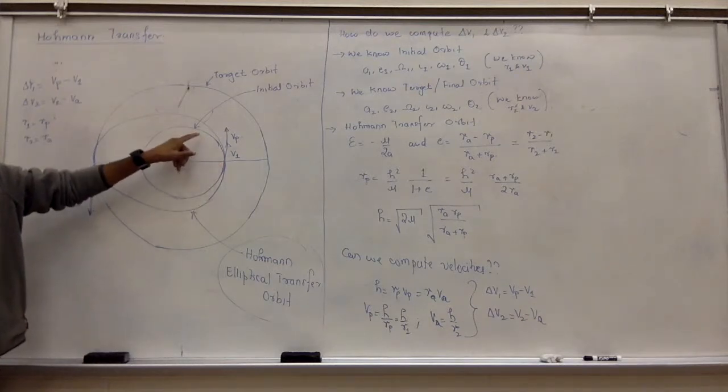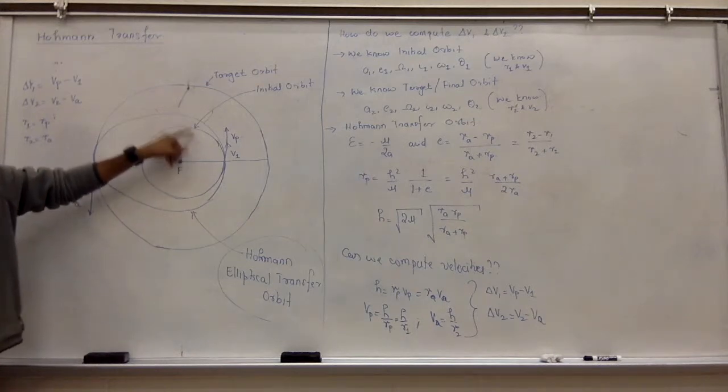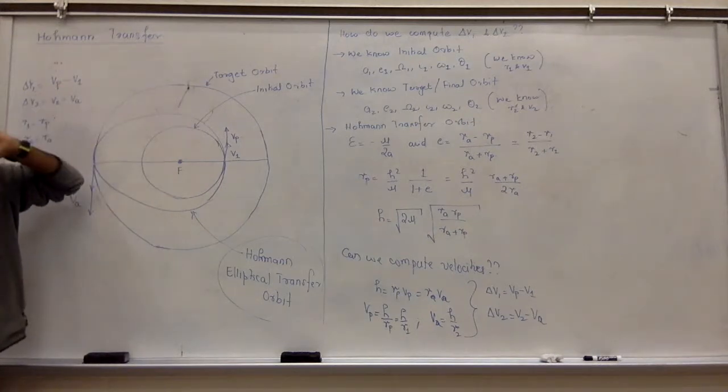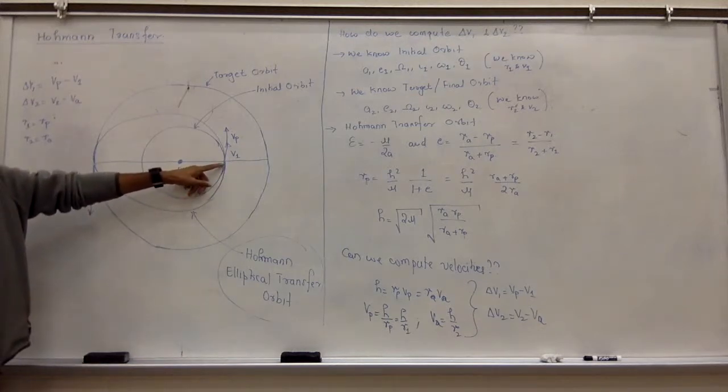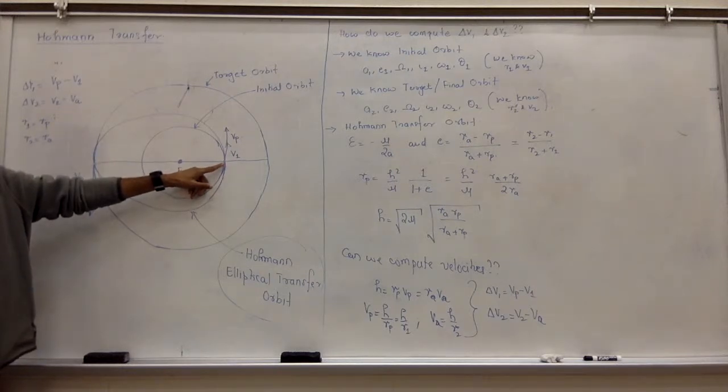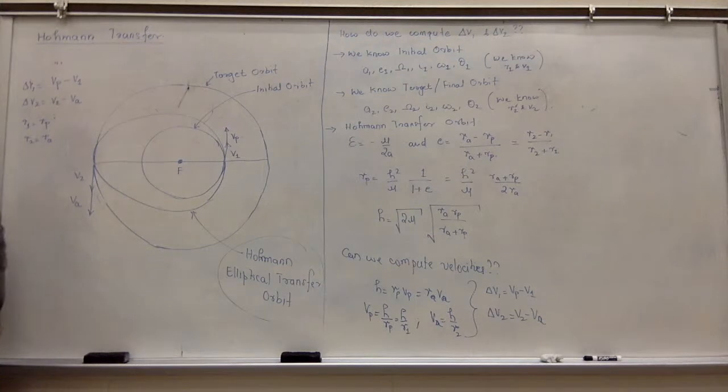Will the initial orbit and the transfer orbit have the same angular momentum at this point? I don't think so, because one is circular and one is elliptical. I'm asking about angular momentum. Will h of the elliptical orbit and circular orbit be the same at this point? Yes.